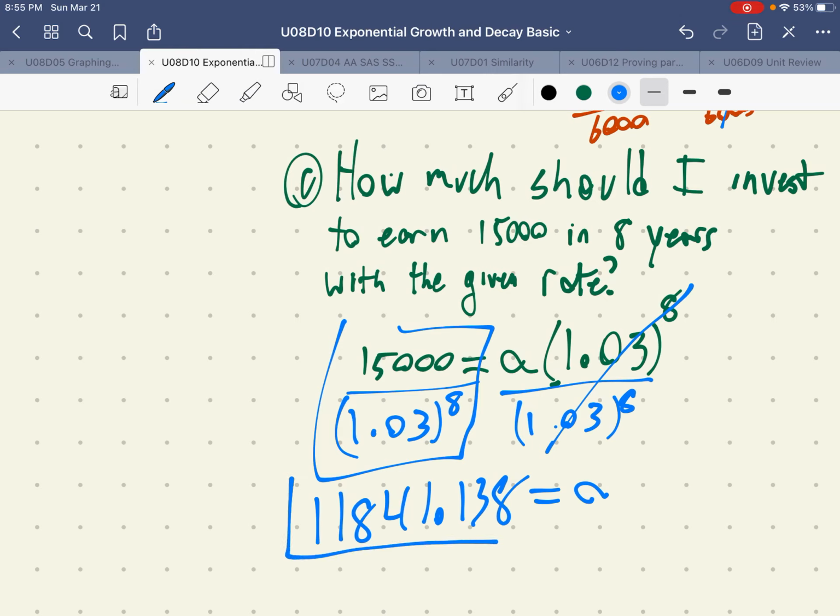So that would be $11,841, and I would round that up to 14 cents because if we go under 14 cents, we won't earn $15,000. We'll be short.